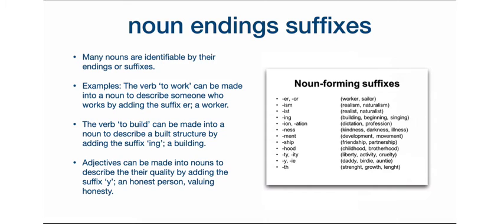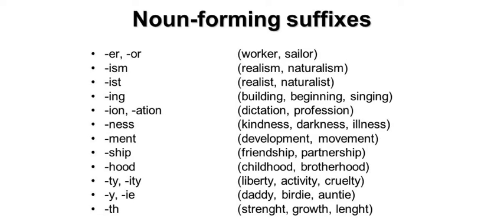The verb to build can be made into a noun to describe a built structure by adding the suffix ing. For example, building. Also, adjectives can be made into nouns to describe their quality by adding the suffix y. An honest person, valuing honesty. Here we can take a closer look at those examples. In future lessons, we will come back to the topic of suffixes.